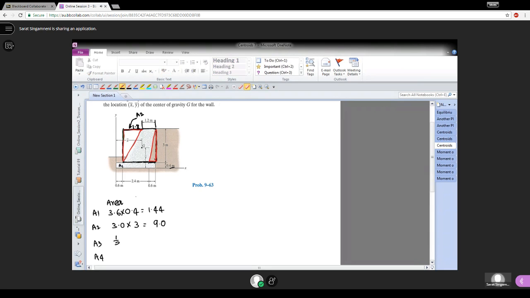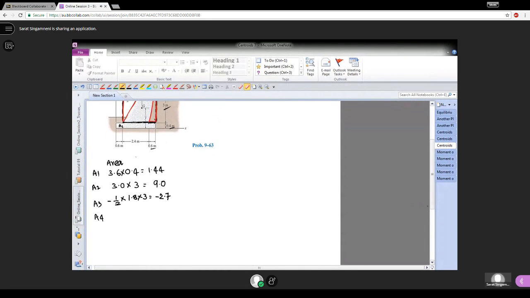So the triangle area is half base times height. The height of the triangle is 3, which will give us 2.7, but this is a non-existent triangle, so we should take it as negative: minus 2.7. And similarly, this triangle, its base is 0.6, its height is 3, so we will write it as minus half times 0.6 times 3, which is equal to minus 0.9. So the area part is done.